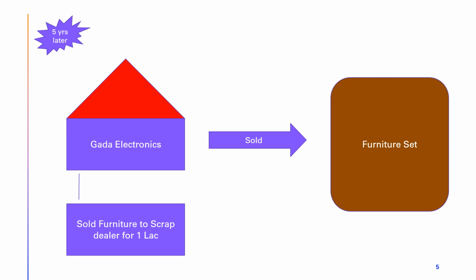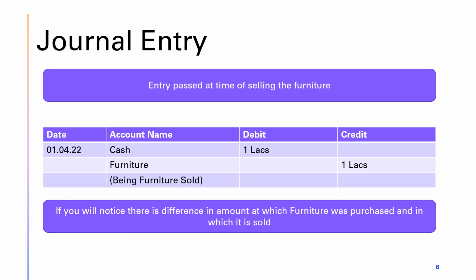Now after 5 years, that furniture got rusted, and let us assume that Jethalal decided to replace it with a new one. So he called a scrap dealer, and the dealer offered 1 lakh rupees for that furniture. Jethalal was very happy that even after using the furniture for 5 years, he would still get 1 lakh from it. So he decided that he would go ahead with it.